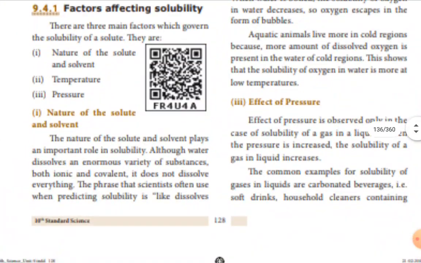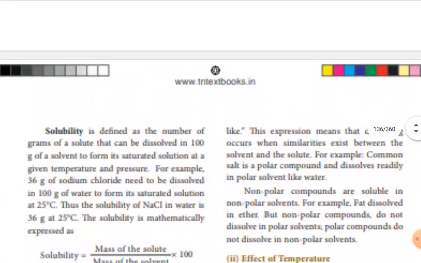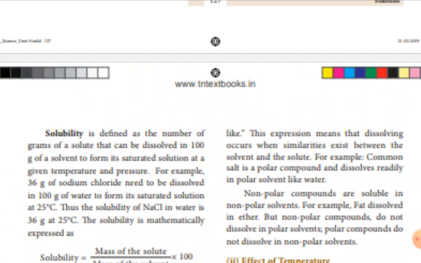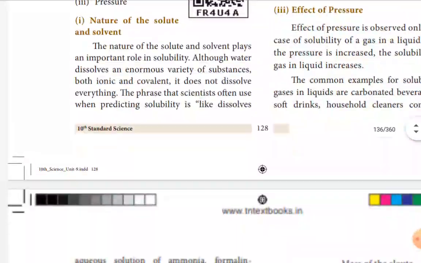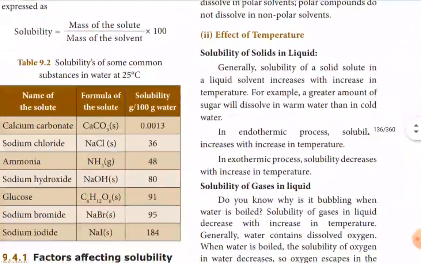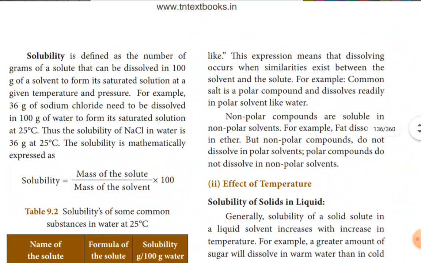It is given in page number 128, in the first para. Solubility is defined as the number of grams of solid that can be dissolved in 100 gram of solvent to form saturated solution at a given temperature and pressure. These first 4 lines are the definition.